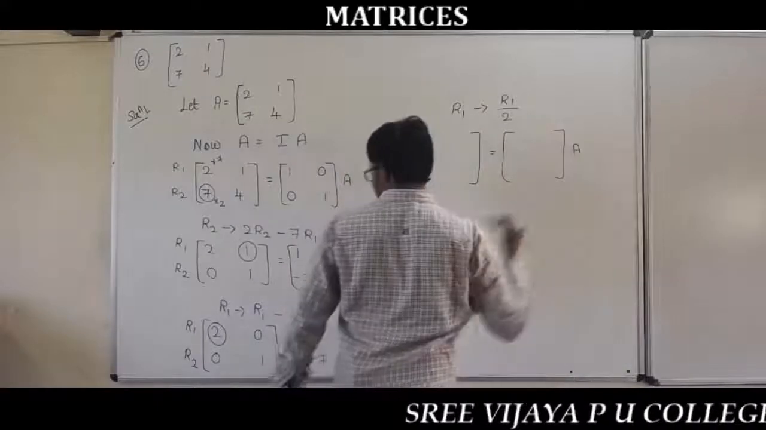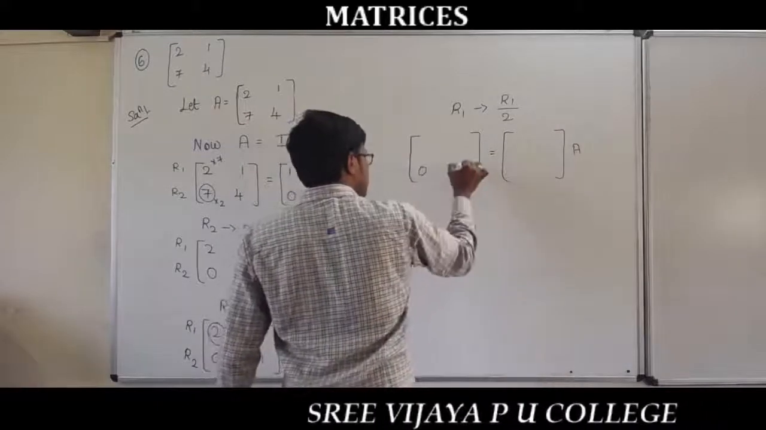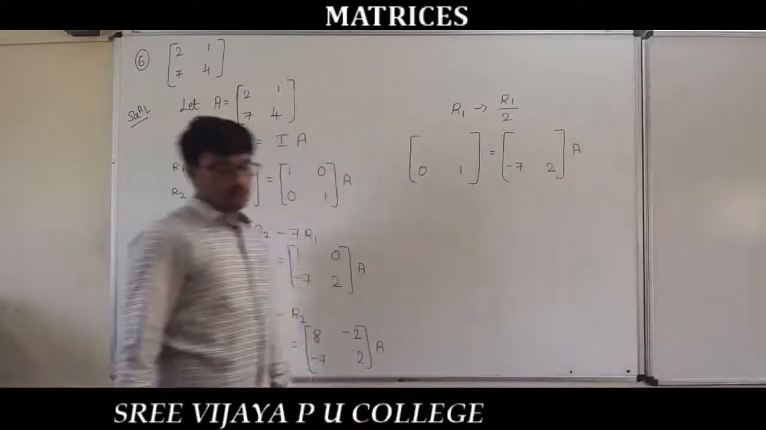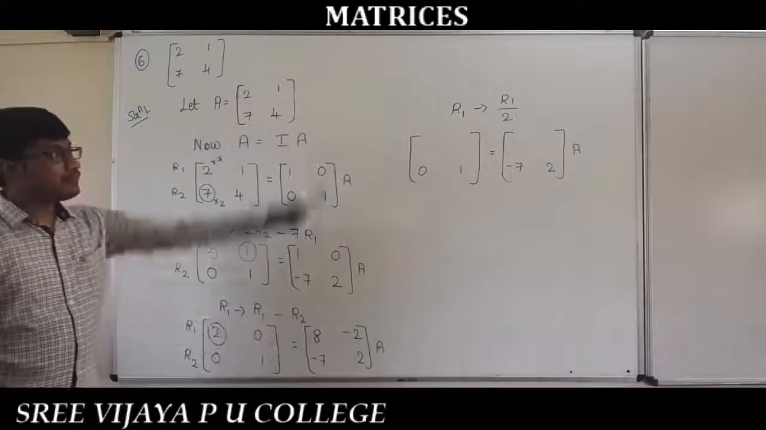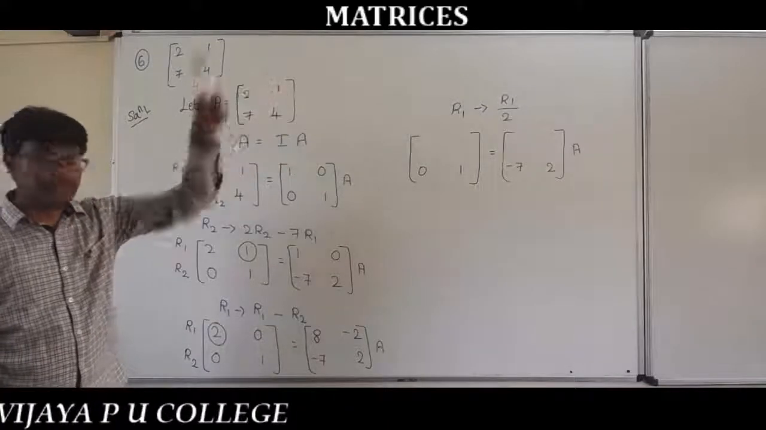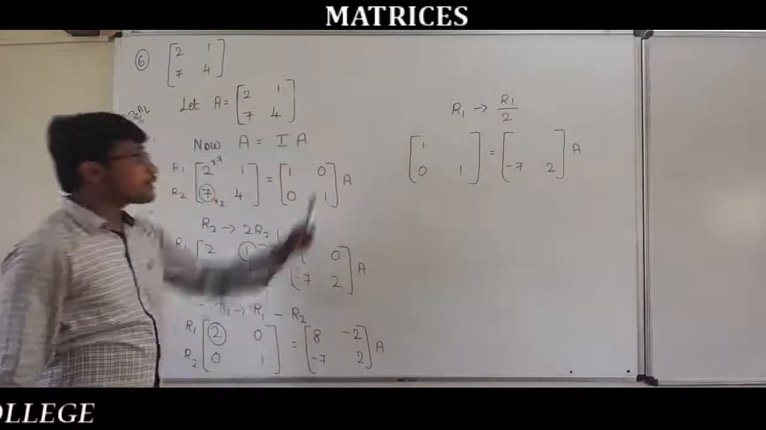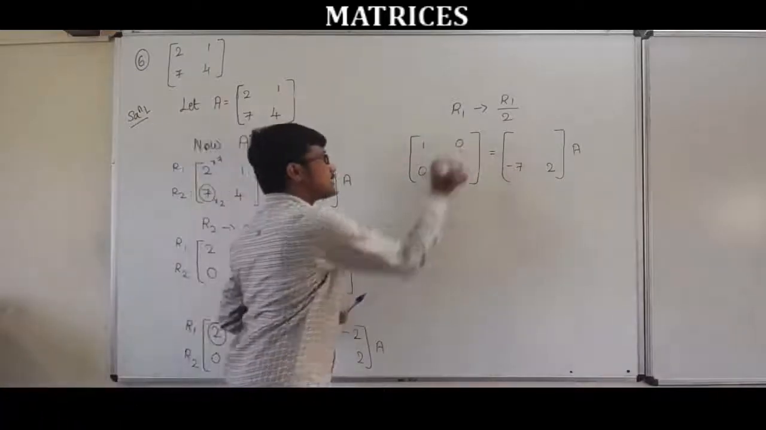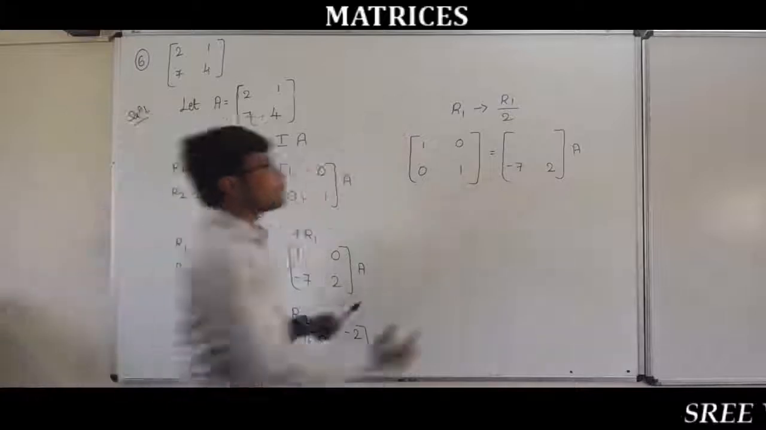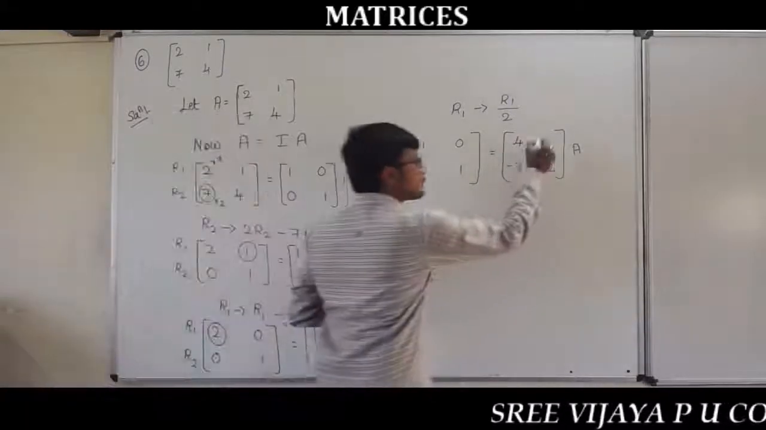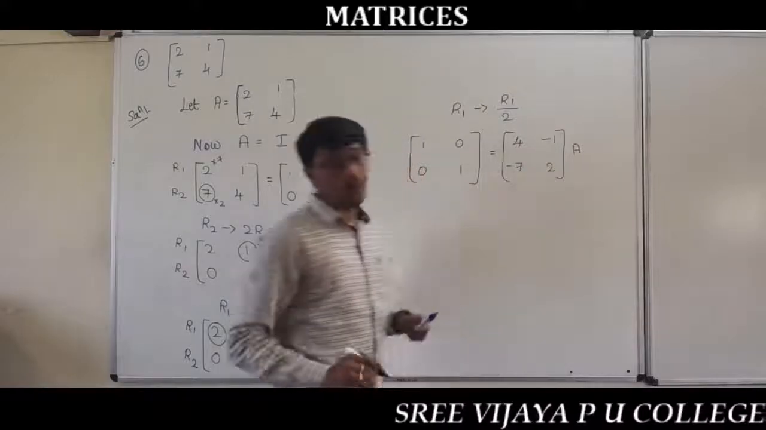So first write that R2: 0, 1, minus 7, 2. This is R2. So R1, what should we do? We should divide all elements by 2. So 2 by 2 is 1, 0 by 2 is 0, 8 by 2 is 4. Minus 2 by 2 is minus 1.